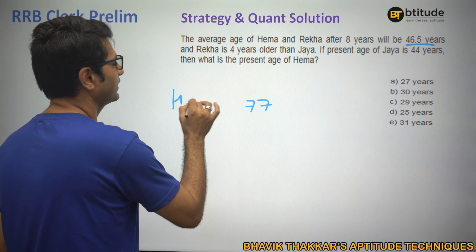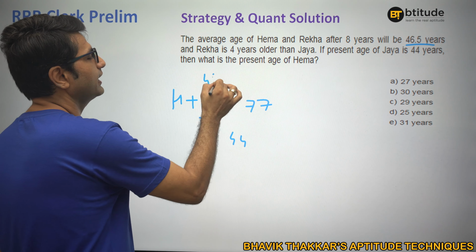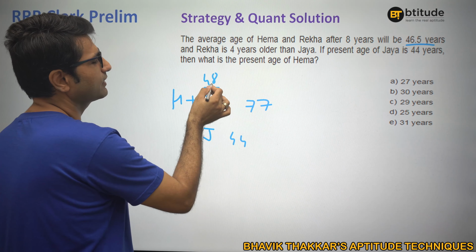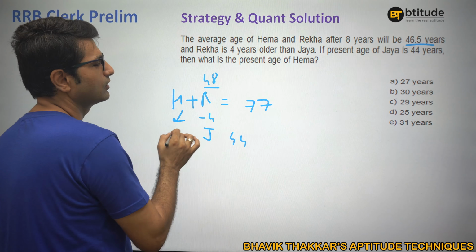Next, Rekha is 4 years older than Jaya. So Jaya is somewhere here, minus 4. And Jaya is 44. That means Rekha is plus 4, 48. Total is 77 minus 48, which would be what? 29 is the average of Hema, and that's what the question is. 29. Pretty easy, nothing is there, right? 15-20 seconds, that's it. So actually this is a pretty easy paper.